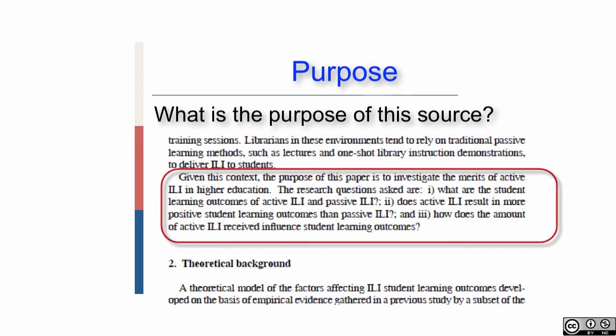The first thing you should do when evaluating a source of information is to identify the purpose. All information sources have a purpose. Another way to think about purpose is to ask yourself, why was this source written in the first place? In the case of scholarly journal articles, the purpose is usually stated somewhere in the introduction.